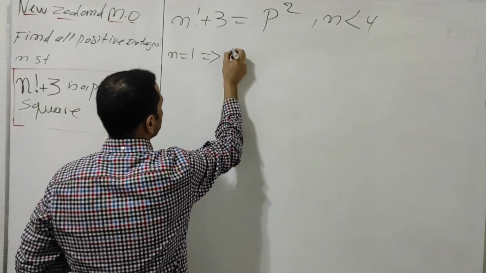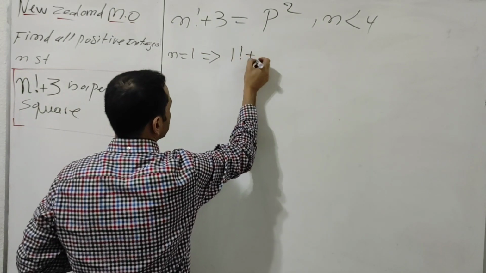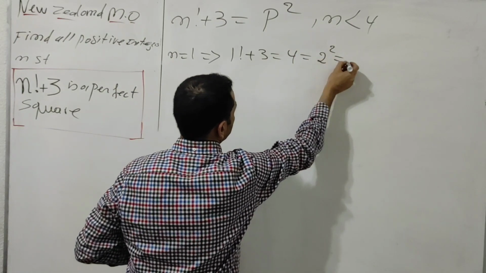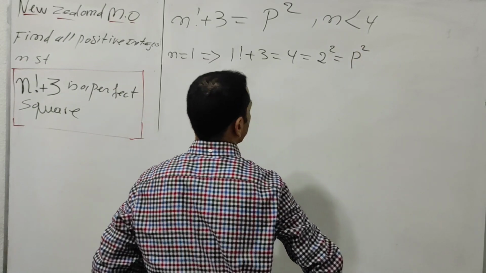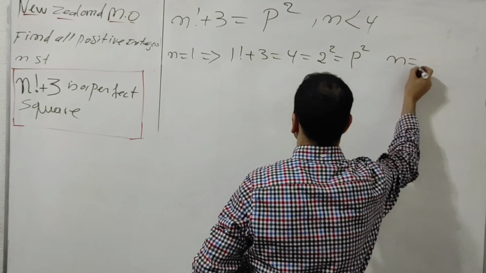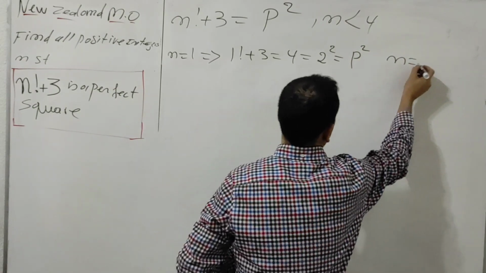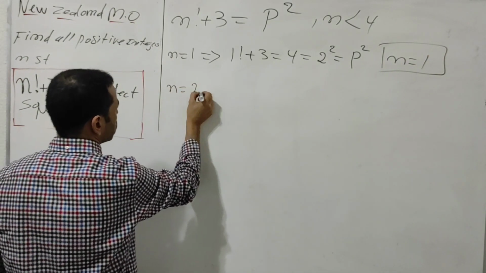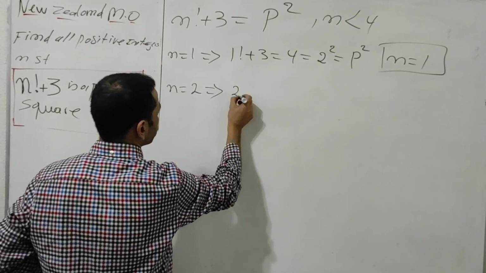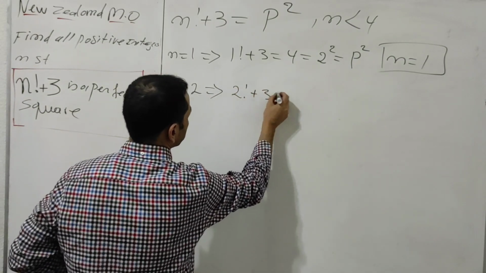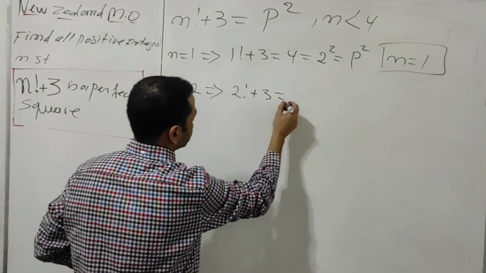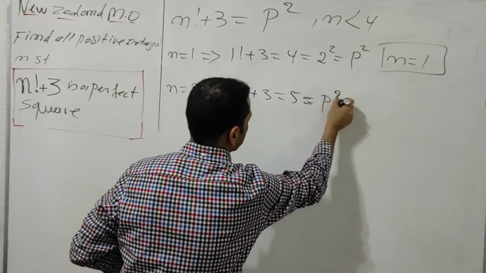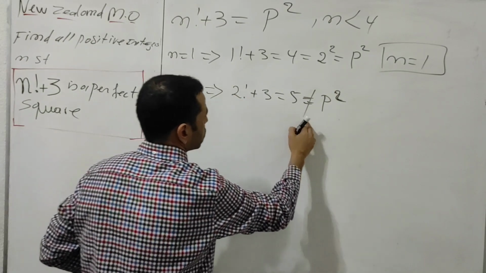n equal to 1 gives 1 factorial plus 3, which is equal to 4, which is 2 squared, equal to p squared. So we found n equal to 1. This is the first solution, okay? Let's check n equal to 2. We have 2 factorial plus 3. 2 factorial is 2, plus 3, which is 5, equal to p squared, which is not a perfect square.